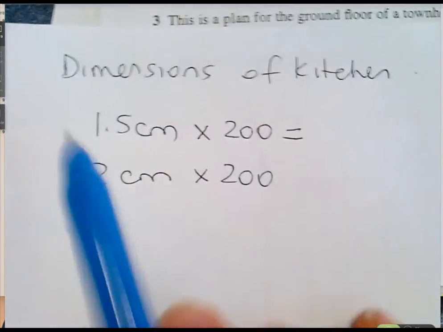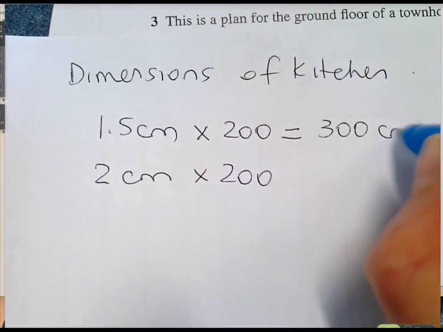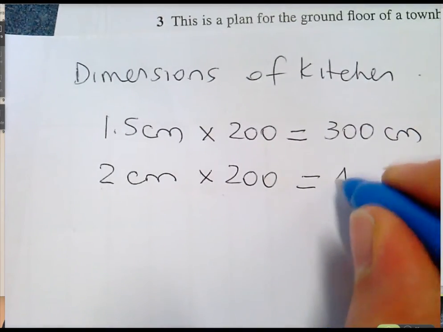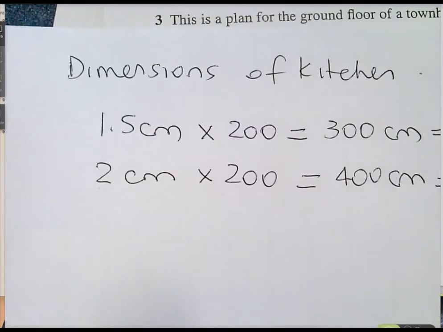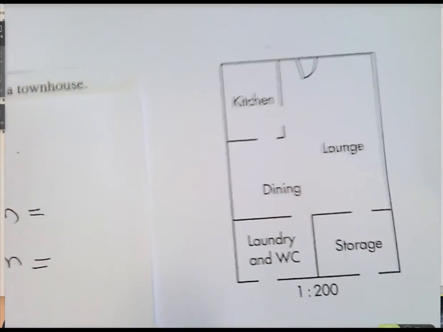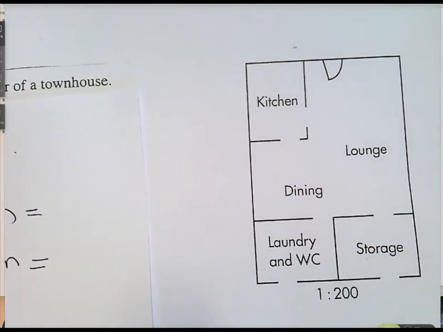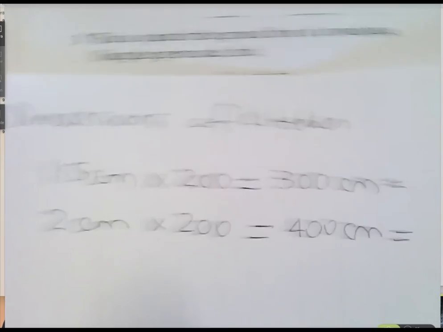So 1.5 centimetres on the map. The real kitchen is not 1.5 centimetres. It's 1.5 times 200, which is 300 centimetres. And the length of it is 2 centimetres times 200, which is 400 centimetres. Girls, how do you work out the height? Well, no, length and, you can't work out the height from this, you need a side elevation diagram.